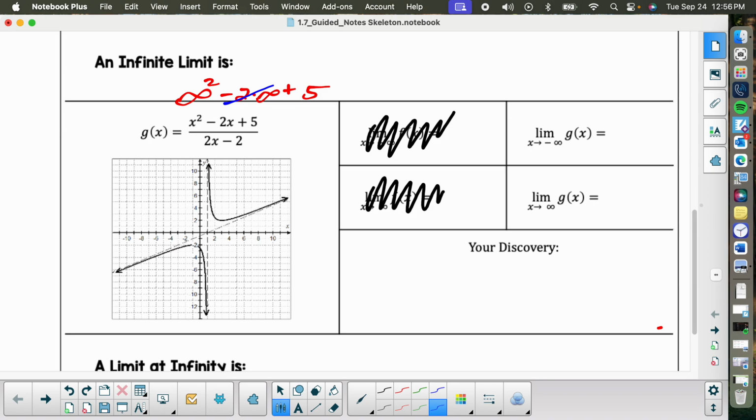Wait, I have a question. Yeah. If you have infinity squared divided by infinity, would that be infinity? Yes. Because it's squared, that's what we're doing. Okay.